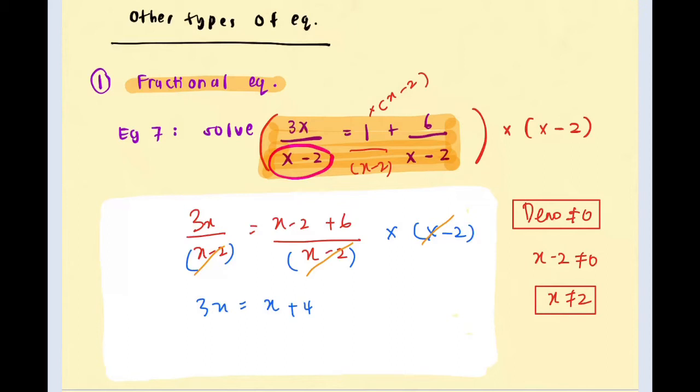Then bring this x here to the left hand side. So you're left with 2x equal to 4. Therefore, x is equal to 2. Be careful, do not straight away take this answer. Please check with your domain just now. You can take all real numbers except x equal to 2. But now our answer is x equal to 2. Therefore, just write here as no solution, because x equal to 2 is not an answer.